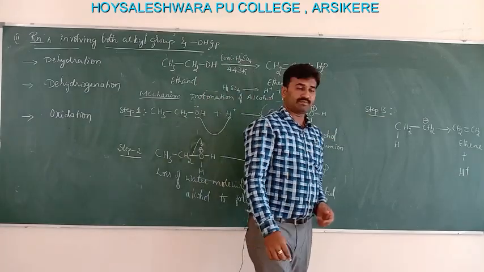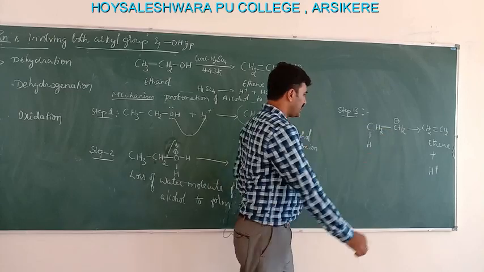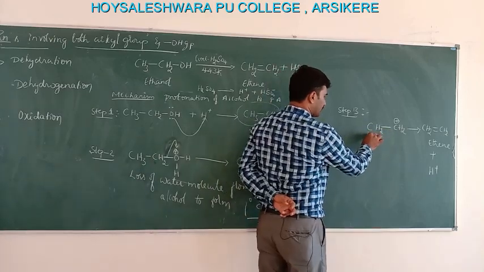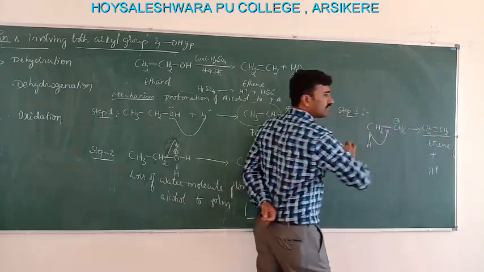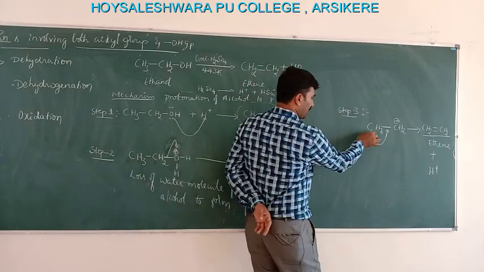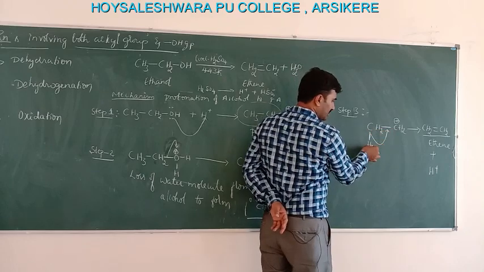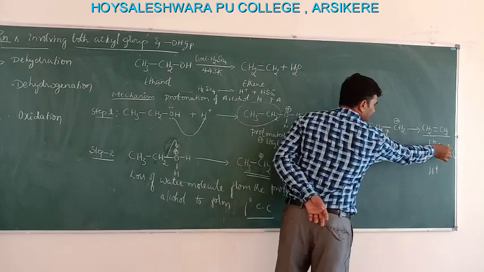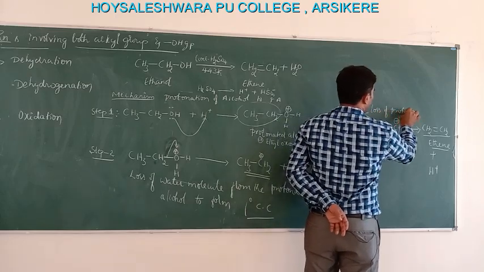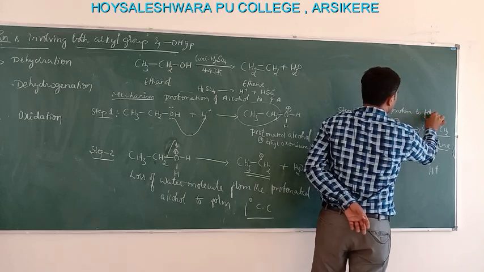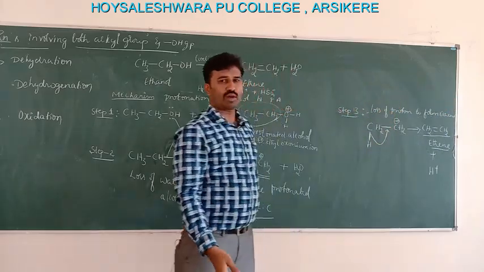And in step 3, to neutralize the charge on this carbon atom, there is a loss of proton to form ethene. The bond between this carbon atom and this hydrogen will move here because of the loss of proton H plus to form ethene. The third step is loss of proton to form ethene.